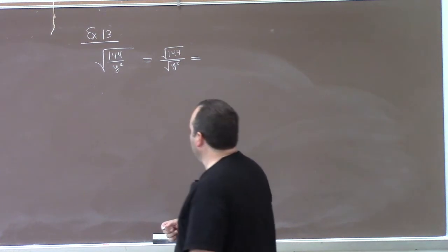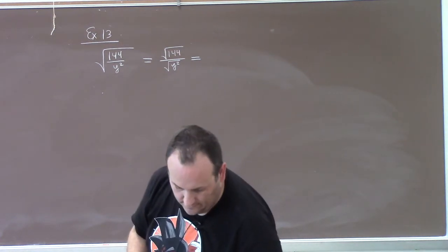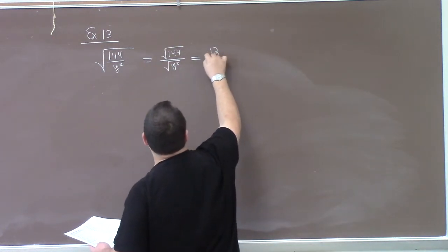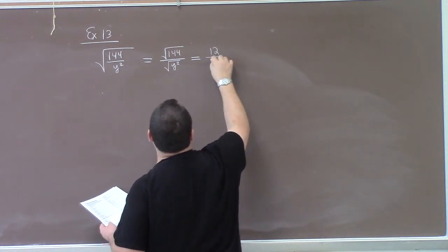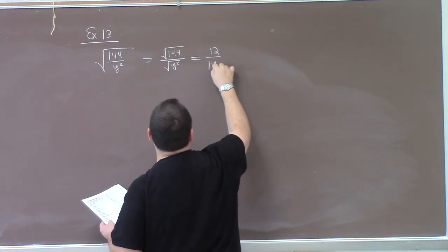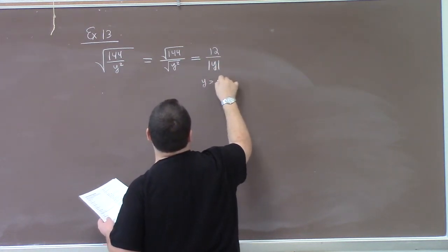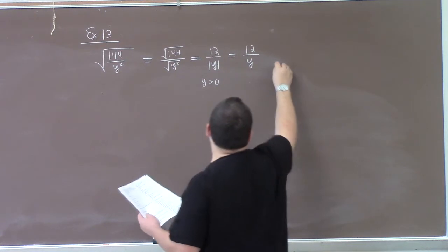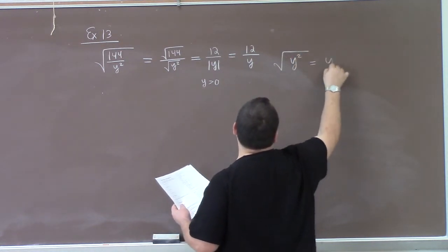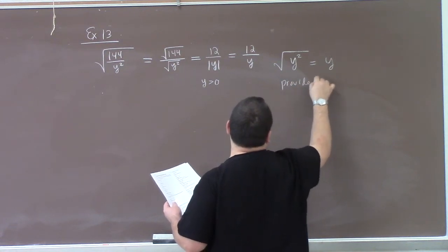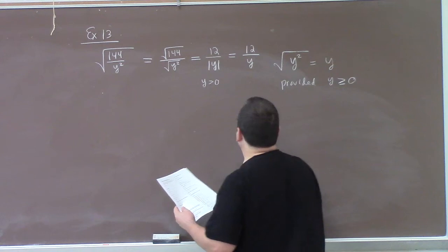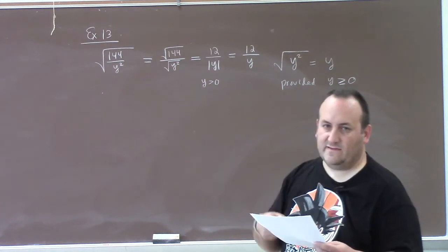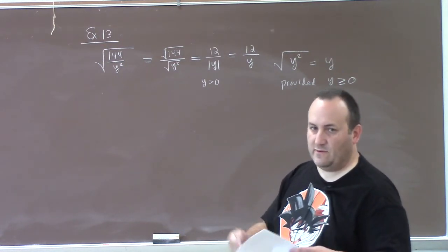And what is the square root of 144? 12. And what's the square root of y squared? Generally it would be the absolute value of y, but we're given that y is greater than 0. So it's just y, because the absolute value of y is just equal to y. In other words, the square root of y squared is just equal to y, provided that y is positive or 0. More generally, you have to have absolute value there. But all of these exercises, it's given that the variables are positive, so when we take the square root of something squared, we just get the thing again.